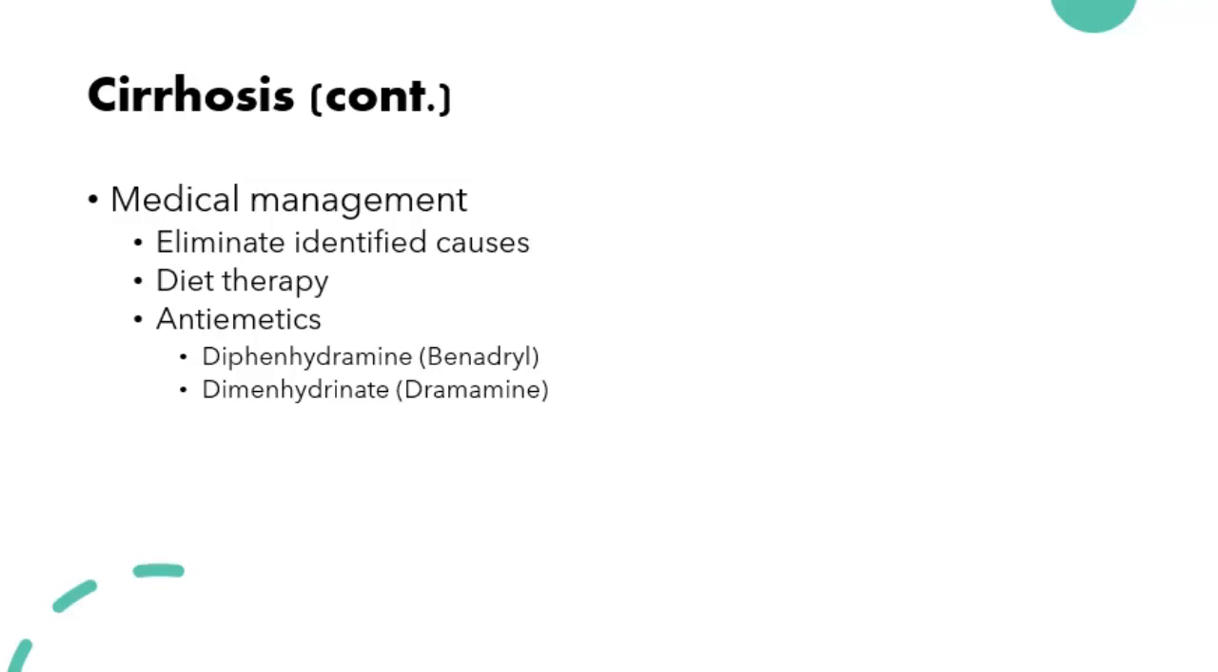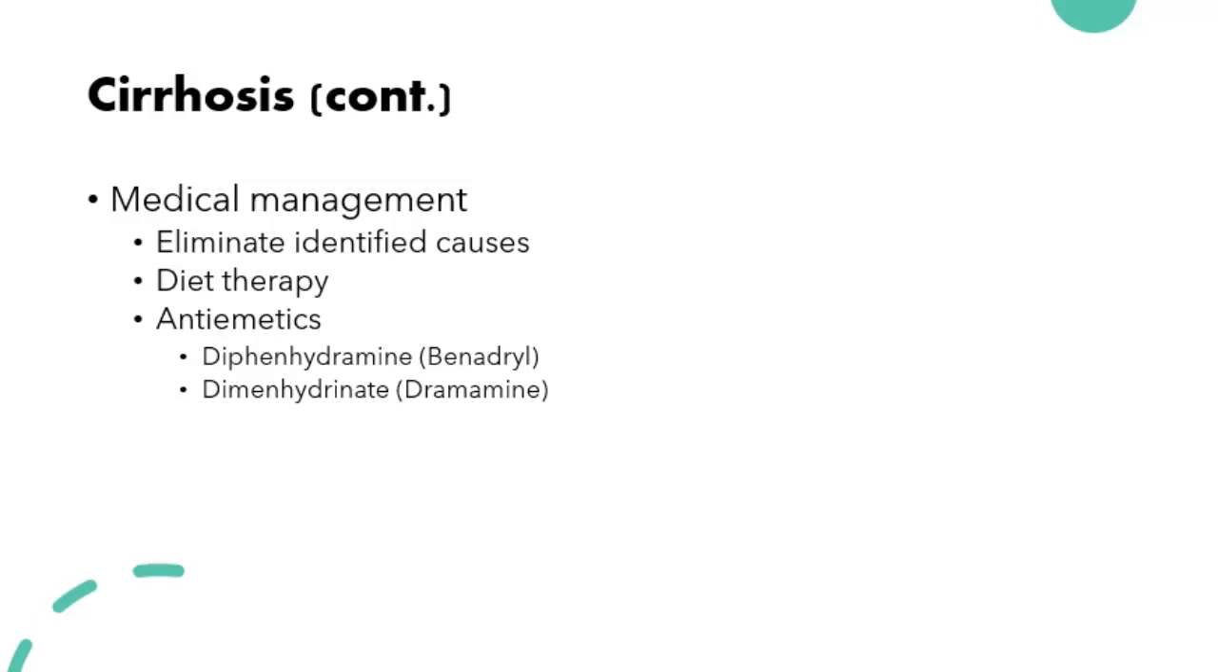Diet therapy: you want to correct malnutrition, promote regeneration of functional liver tissue, and compensate for the liver's inability to store vitamins. So the patient should have a well-balanced, high-calorie diet, so 2,500 to 3,500 calories per day. Should be high in protein, 75 grams, low in fat, low in sodium, so 1,000 to 2,000 milligrams of sodium, and include vitamins and folic acid.